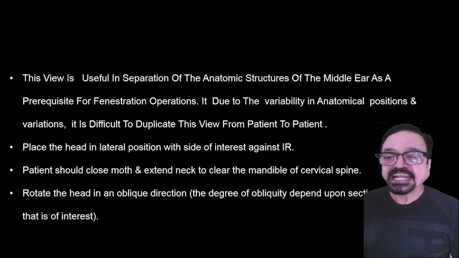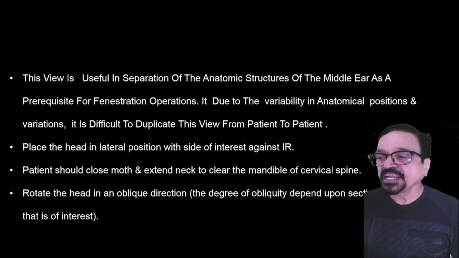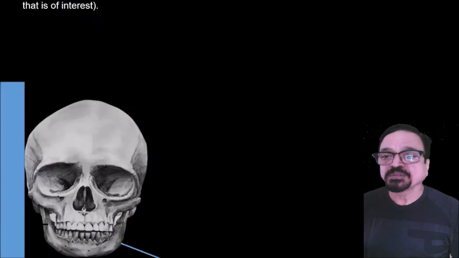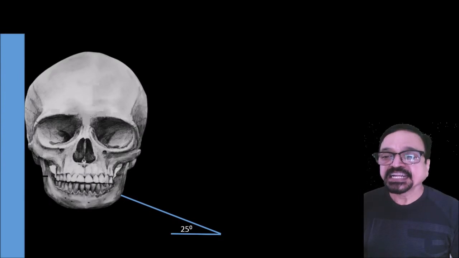Now rotate the head in an oblique direction. The degree of obliquity depends upon the section of the mandible that is of interest. Again, we'll see it more with the help of films. This is the lateral oblique projection which we are discussing, and this was the position of the patient. Here we are showing it diagrammatically.